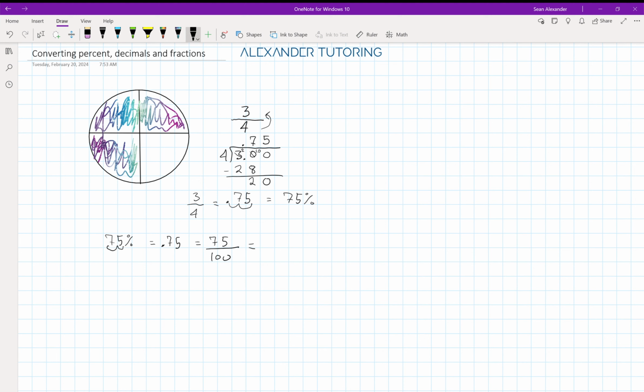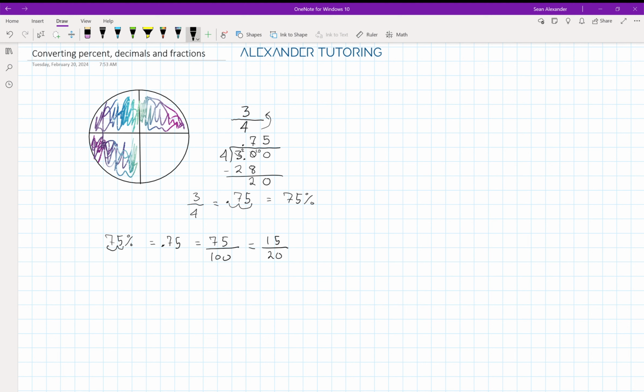Okay, so I'm looking at 75. I know for a fact that 5 will divide evenly into 75 just because it has that 5 on the end. Anything with a 5 on the end will divide evenly. So a 5 goes into 75 15 times. And then how many times does 5 go into 100? And the answer is 20.